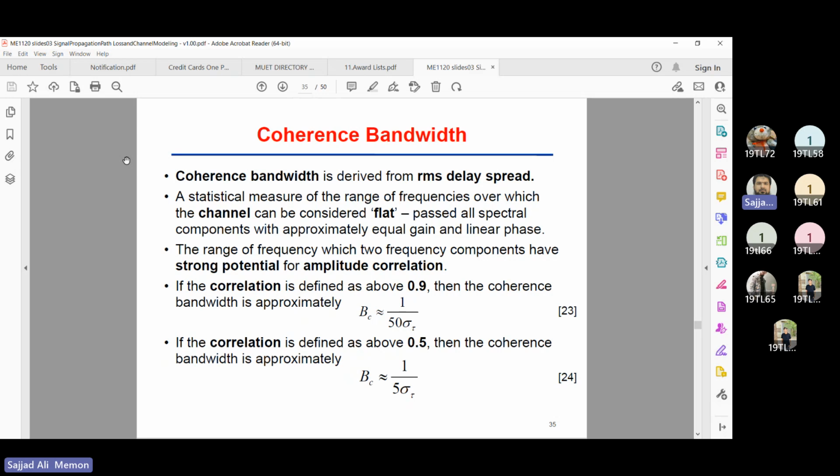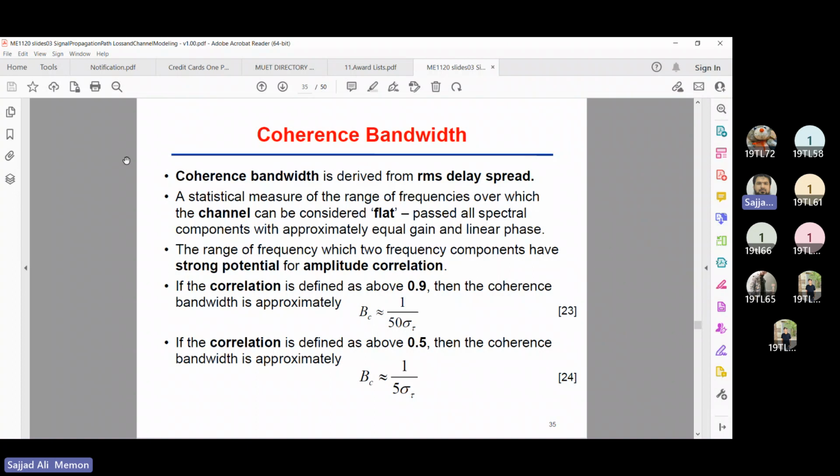Now here the word is flat. So flat means same for all frequencies. The channel can be considered flat if all the frequencies pass through that channel and all frequencies undergo equal gain and linear phase, then that is your coherence bandwidth.